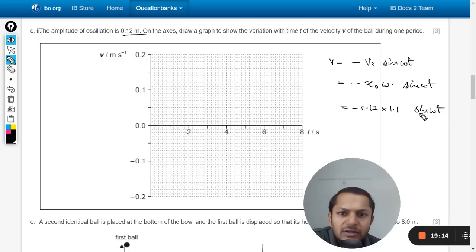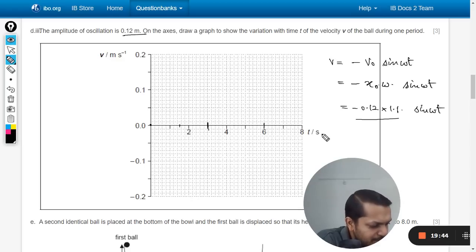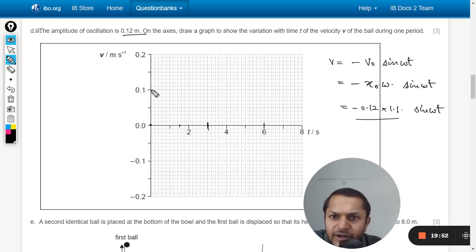The time period was coming out to be 6, and the time period does not depend on the amplitude. So whatever the amplitude is, the time period is going to be 6 seconds. So this is 6, this is 3, 50%. Sinusoidal motion, so it will start from 0. The velocity is going to be maximum. This is 1.5. And the maximum velocity can be calculated here. I can calculate it from the calculator: 0.12 multiplied by 1.1, which is 0.132. So 0.13.